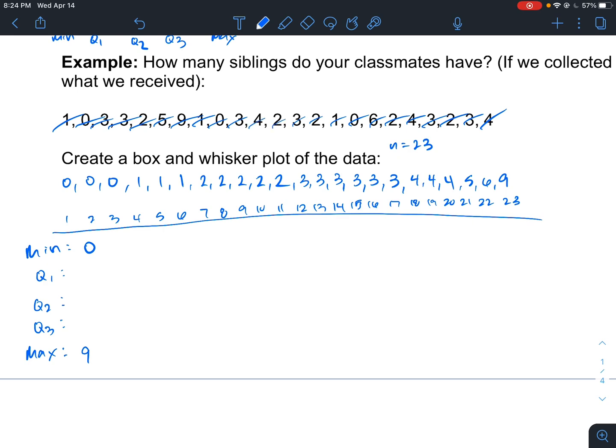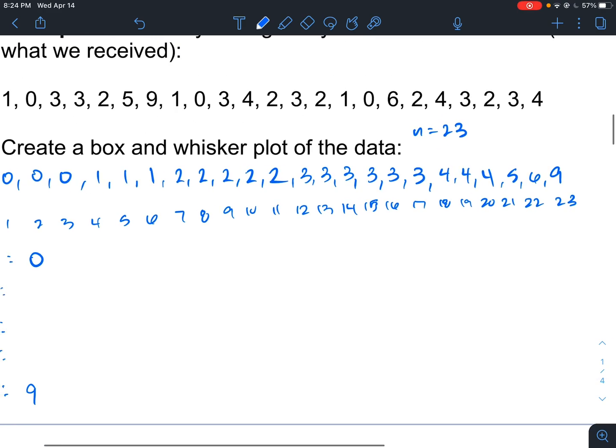Okay, so that's how you could do it, but you'd have to make sure that you do it with this set of data right here. But I think there's an easier way to do this. So you see how we have 23 numbers. If we have 23 numbers, that means the middle number would have to be the 12th number, right? And just to make sure, sorry.